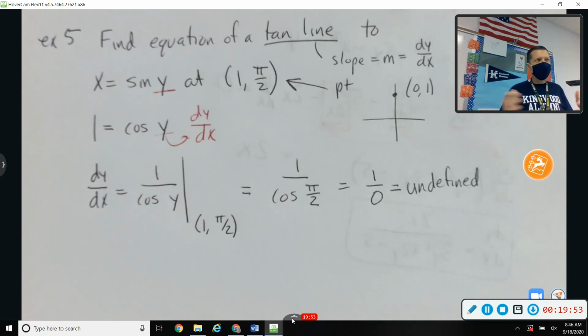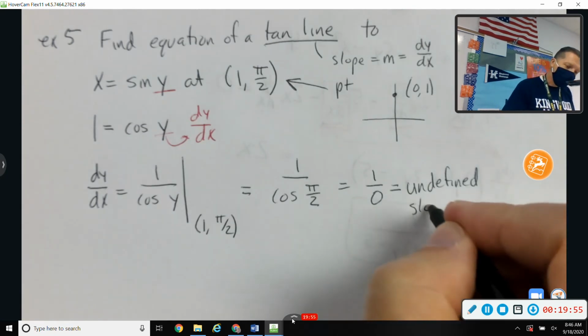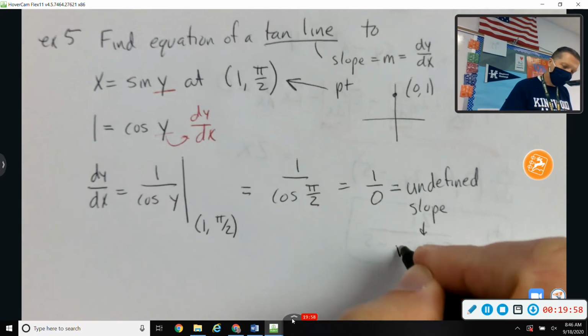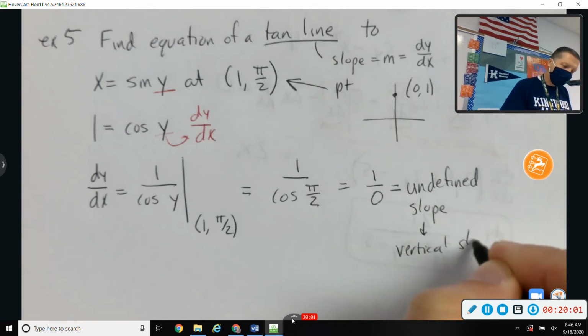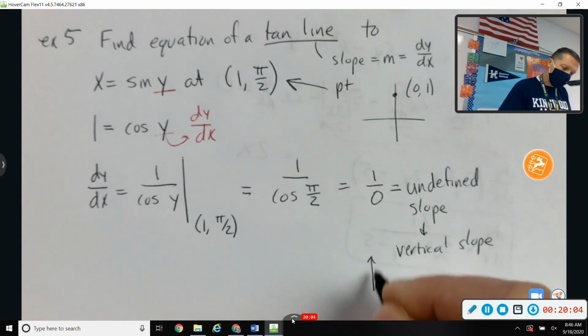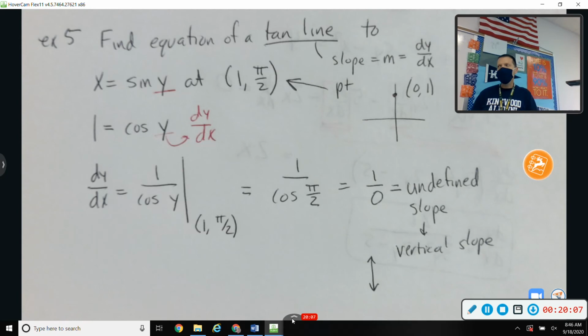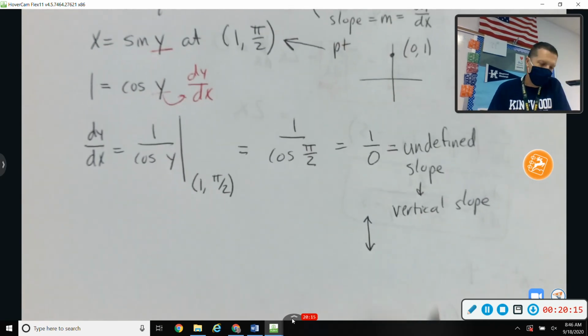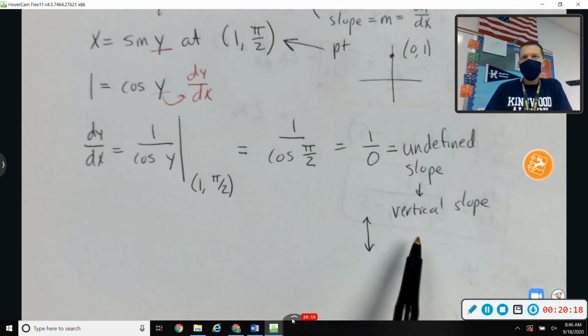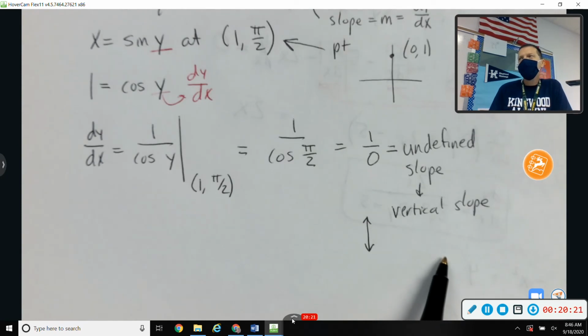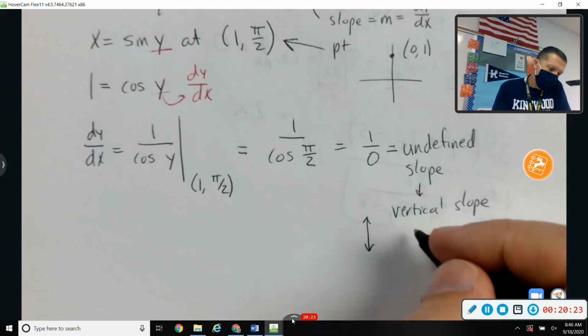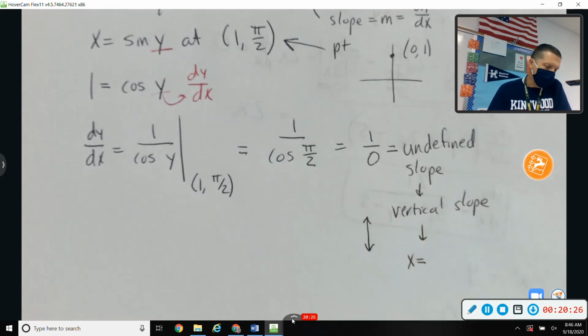That doesn't mean we just throw the problem away. Undefined slope means vertical slope, which means the line is straight up and down. So it doesn't mean our problem is over, it just means we've got a vertical tangent line. Now we're really going back to Algebra 1 here. What's the equation of a vertical line look like? x equals something. Well, how am I supposed to know what x equals for this particular problem?